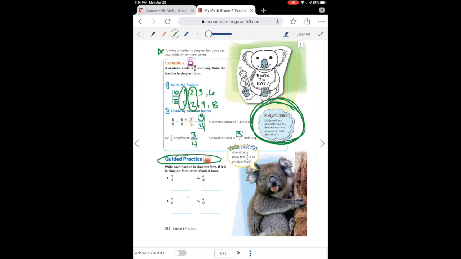Okay, so what we need to do first, I'm going to try and zoom in. Oh, it won't let me. That's all right.